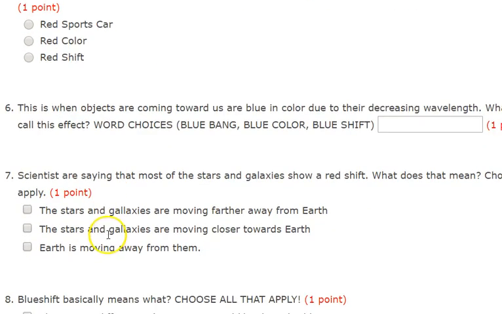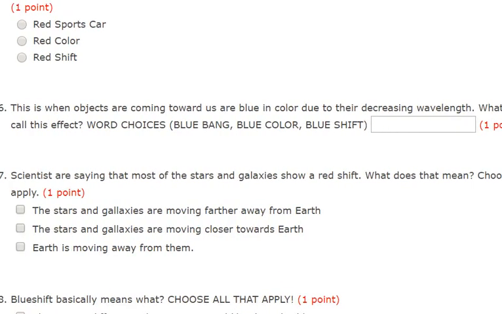Number 6. This is when objects coming toward us are blue in color due to their decreasing wavelength. What do we call this effect? Your word choices are blue bang, blue color, or blue shift.